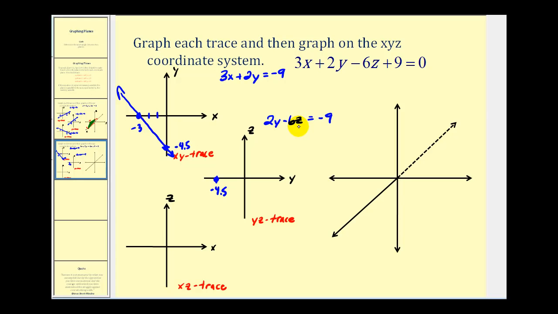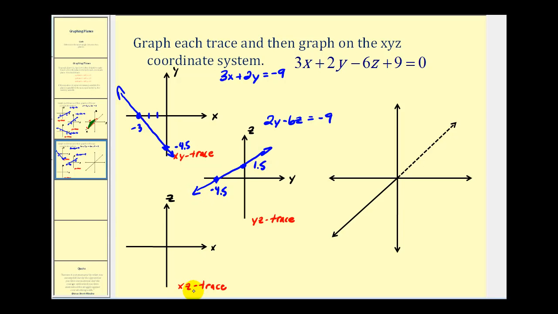To find the z-intercept, we set y equal to 0. So we'll have to divide both sides by negative 6. Negative 9 divided by negative 6 is going to give us a positive 1.5. So the given plane intersects the YZ plane along this line here.